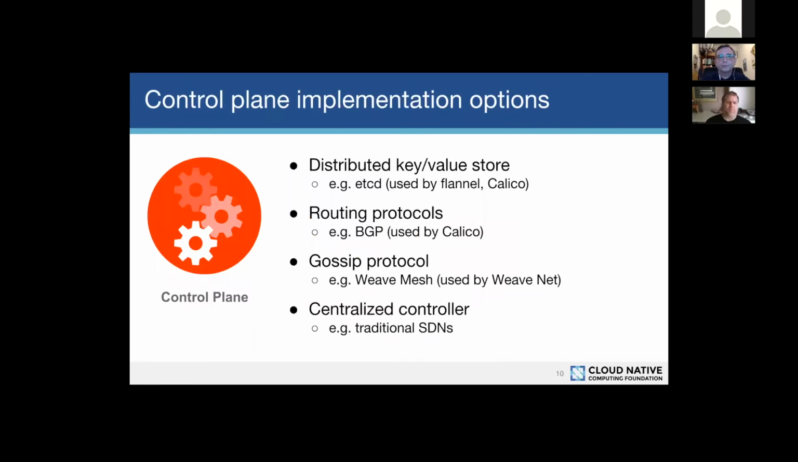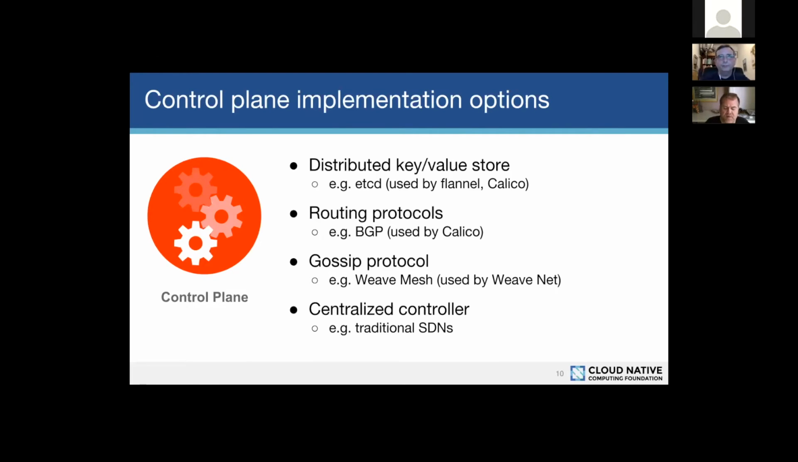So now maybe a little bit more into some of the specifics of how control planes are built and the kind of technologies that you commonly see within container networking platforms. You might be using a distributed key value store. So this is like what's used by Flannel or Calico. etcd is very common. There are other solutions out there as well. But etcd seems to be the most common distributed key value store that's used.